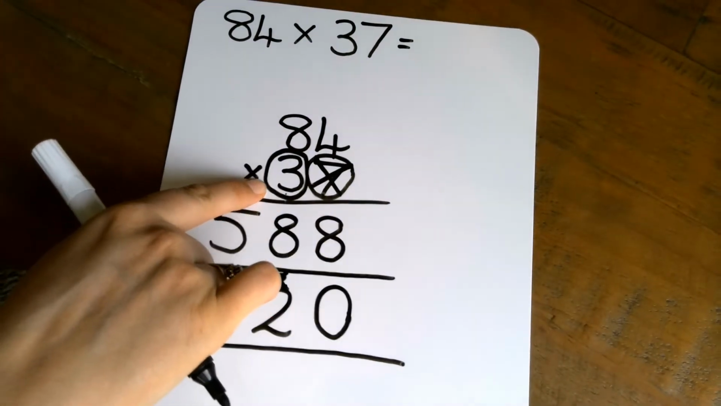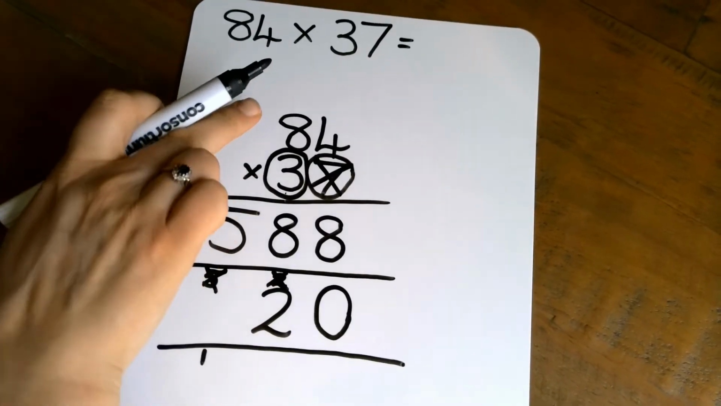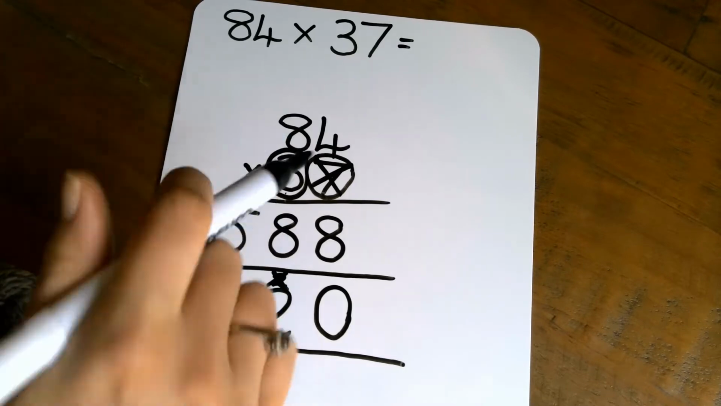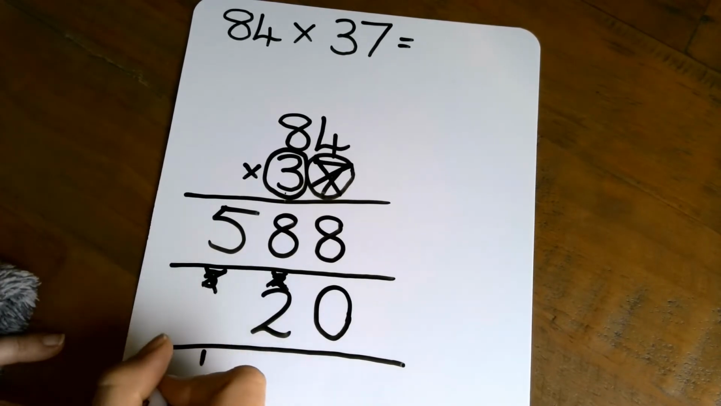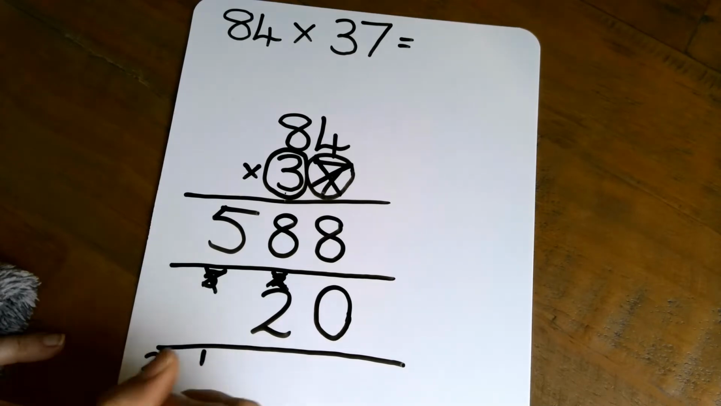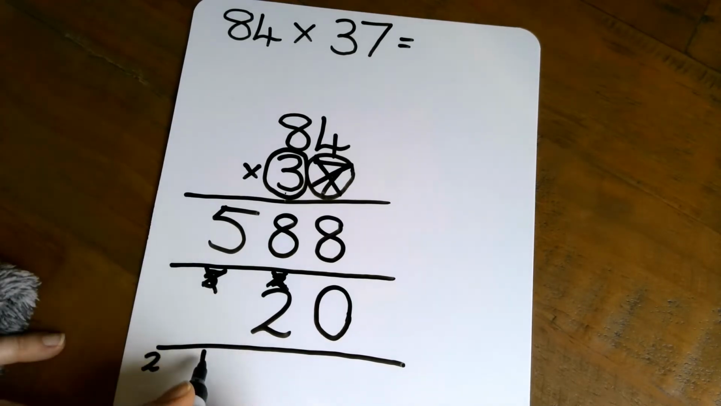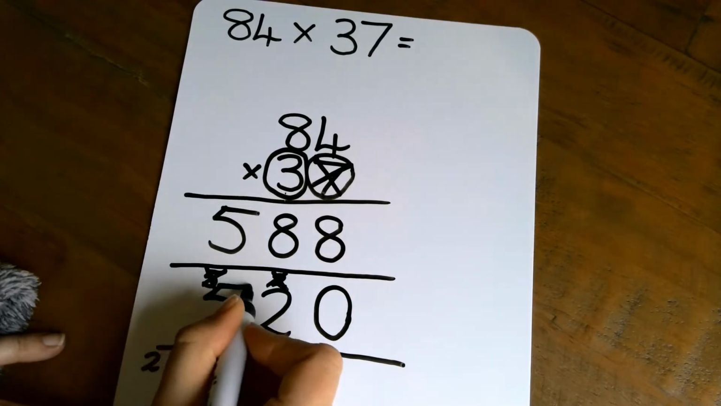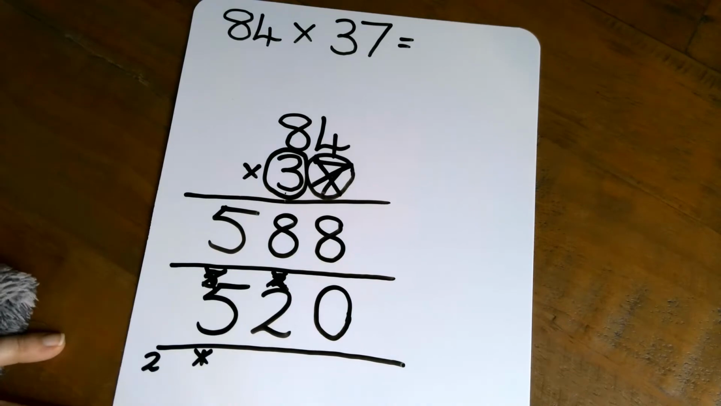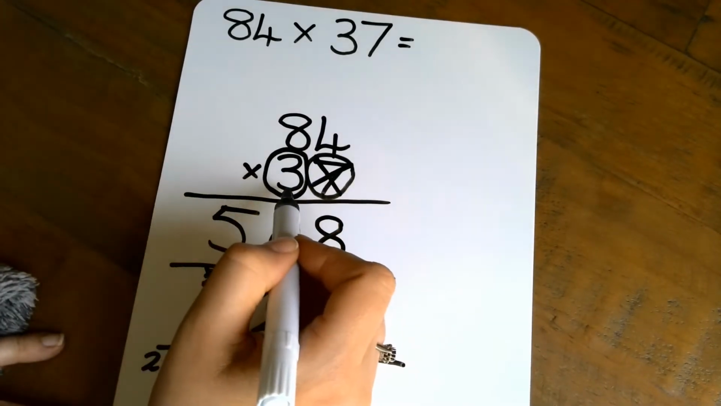8 multiplied by 3 is 24. It's really 80 times 30. That would be 2,400. So I'm going to put my 2 in the thousands, my 4 in the hundreds, plus that 1 is 5. There's nothing else left to multiply. I've multiplied everything by the 3 now.